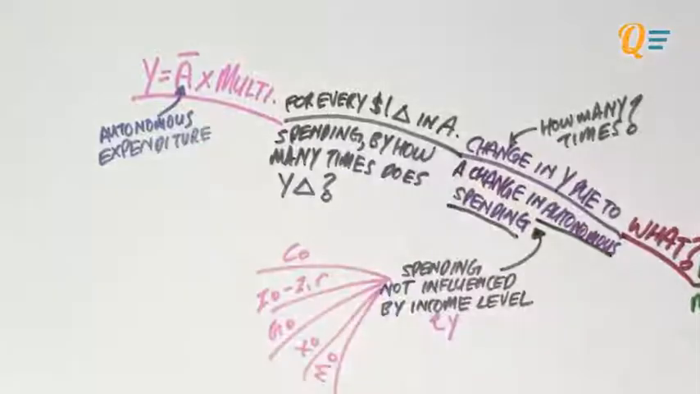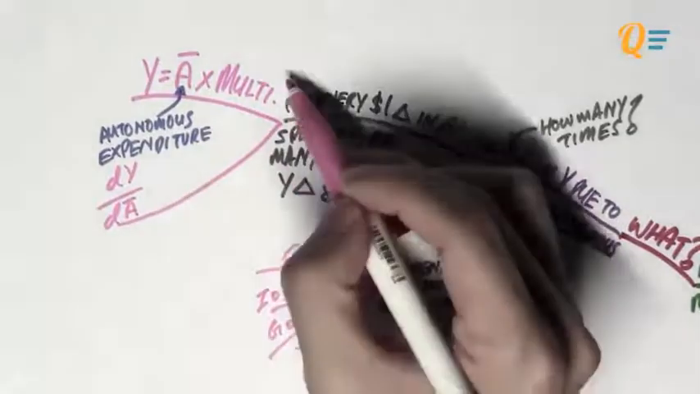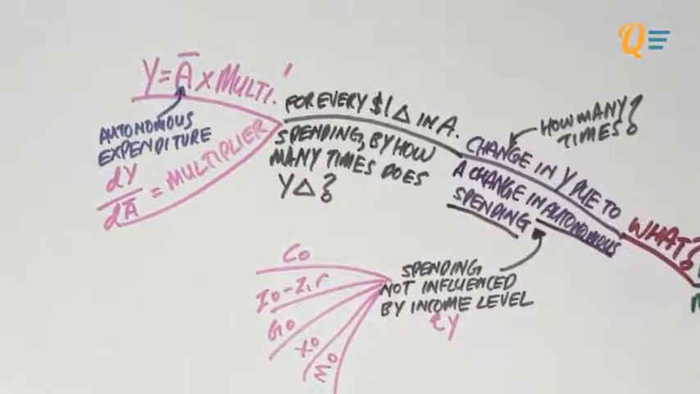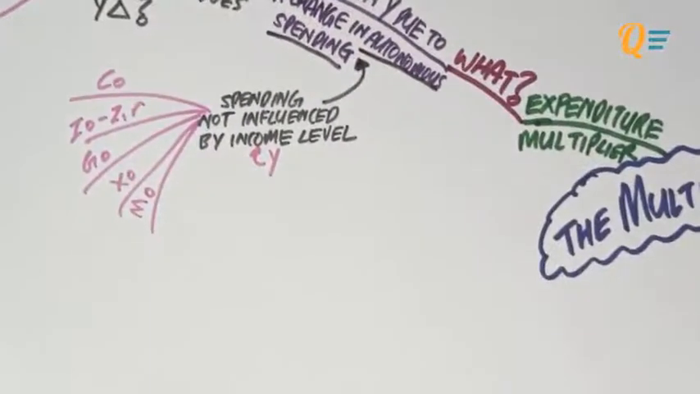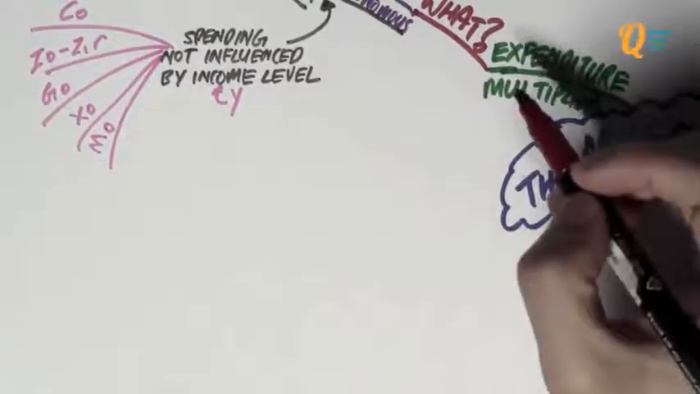So in other words, to calculate your expenditure multiplier, you simply have to differentiate Y with respect to autonomous expenditure. And since the multiplier has a power of 1, when you differentiate Y with respect to A bar, you simply get the multiplier. Okay, so that is how you calculate the multiplier.